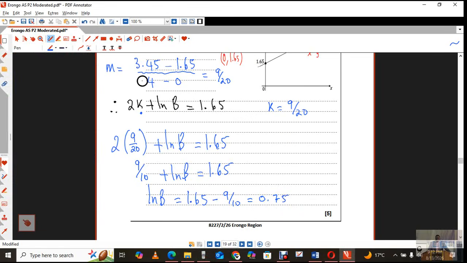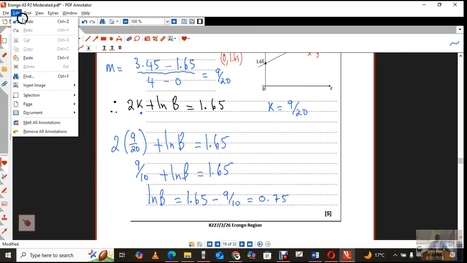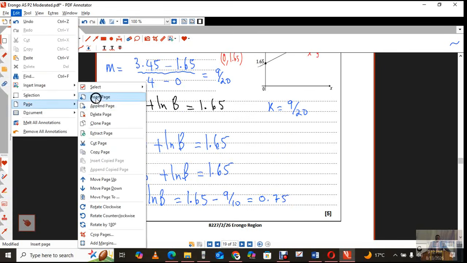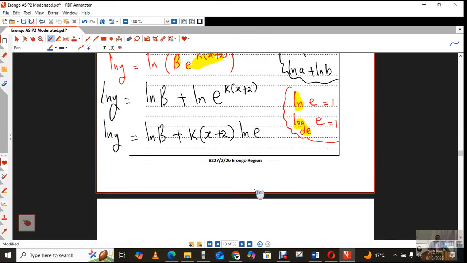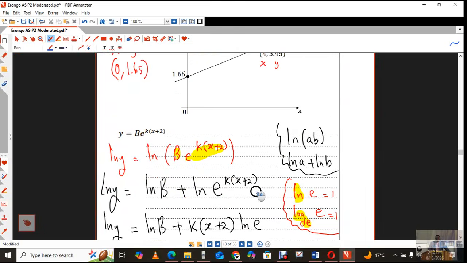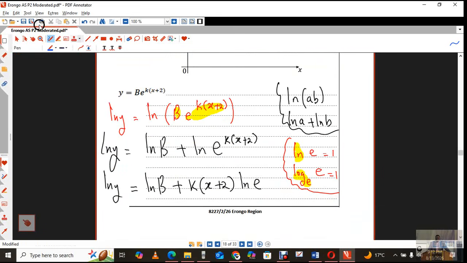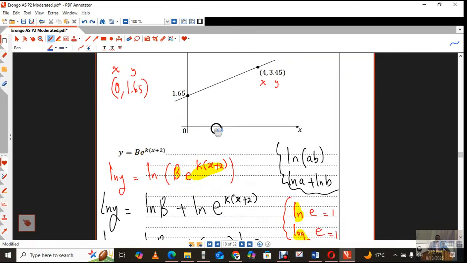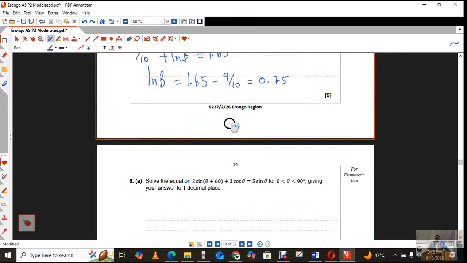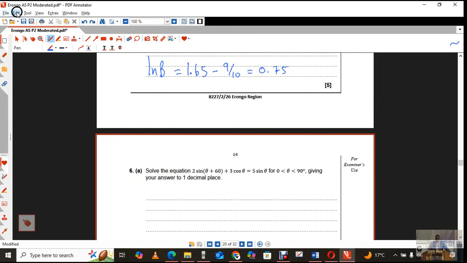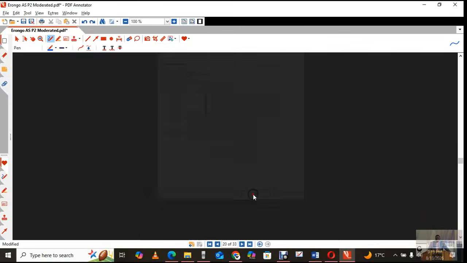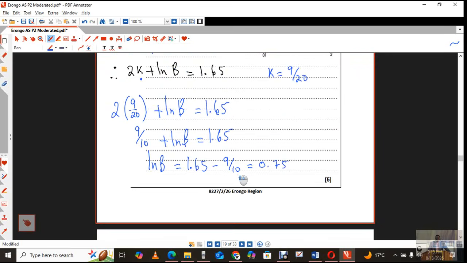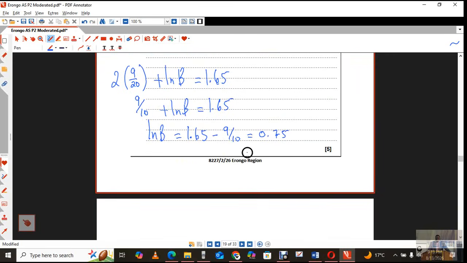Now, let's find our b value. I don't have space, and I'm not going to be stingy with the papers, so I'm just going to insert a page. It appears my things have disappeared. Oh no, I've actually inserted the page at the wrong place. So let's go back. I need to insert it over here. Insert the page. Good.